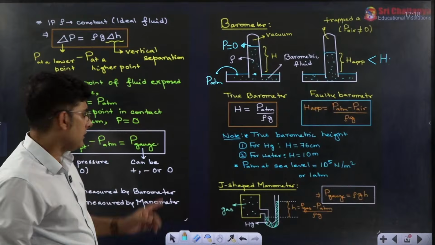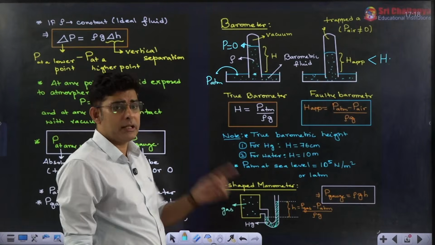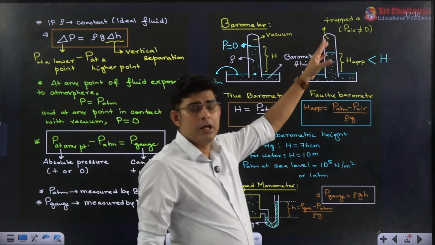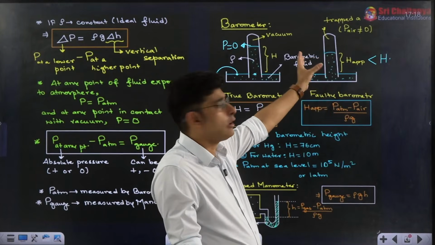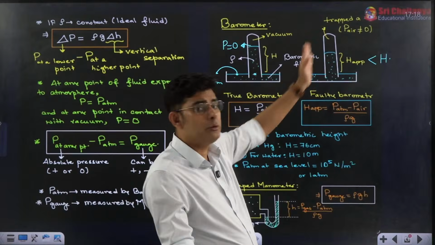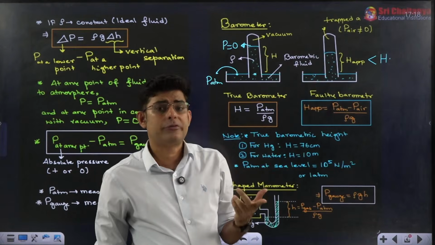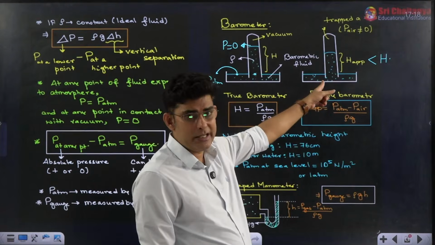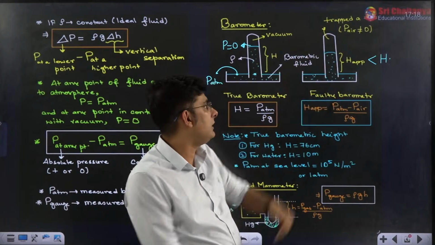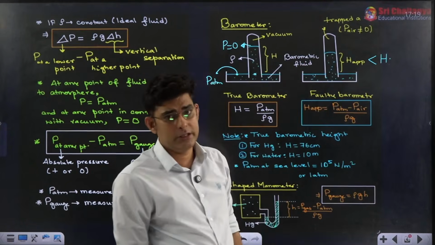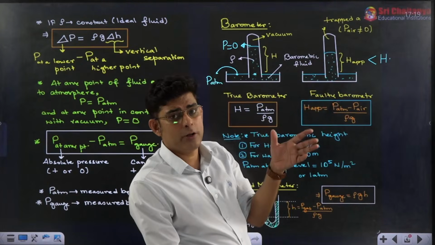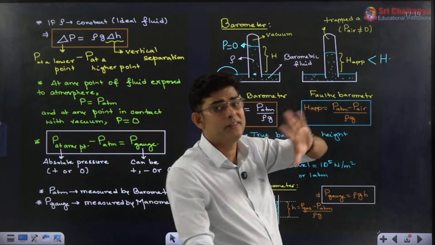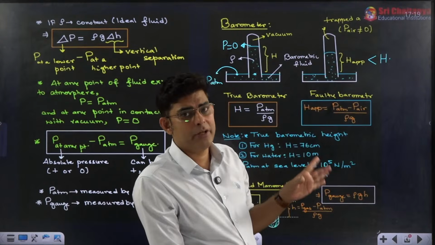Now, apart from this, we have the J-shaped manometer. But before coming to this, one more important point. Sometimes you will get questions where they say a trapped air barometer or faulty barometer is taken to different places. If you take it to different places, what will happen? The pressure will change. Atmospheric pressure at different places will be different, so the pressure of the trapped air will also change. But we consider that the temperature remains constant. So for trapped air, we can use Boyle's law. Simply remember, for trapped air we can use Boyle's law.